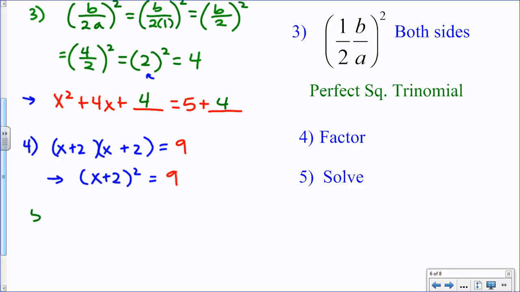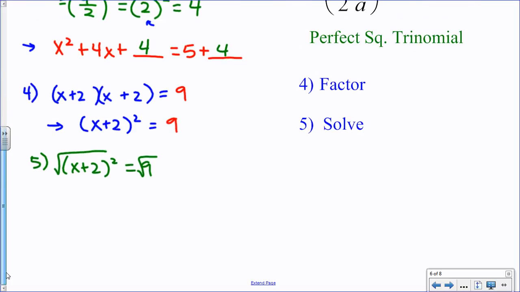Now step 5 is to solve. So this was just like the previous problem. I want to get to x, so I have to square root to get rid of the parentheses. So I get x plus 2 equals plus or minus 3.